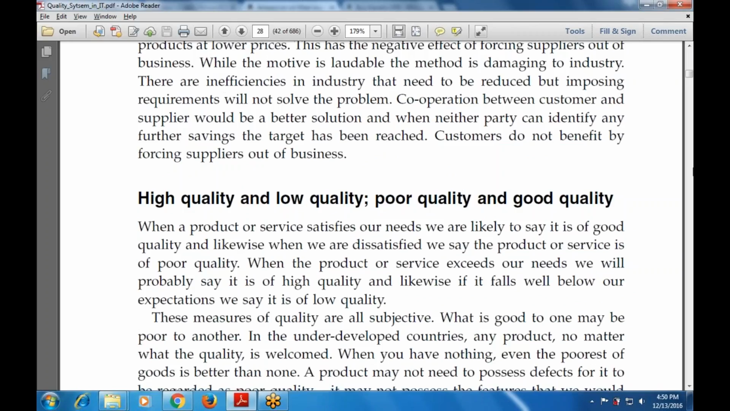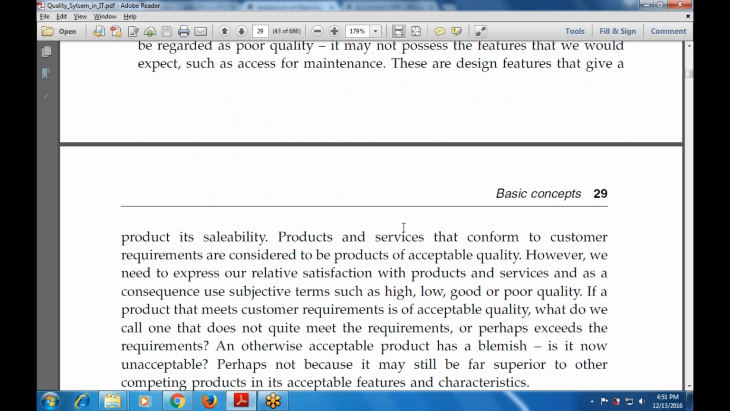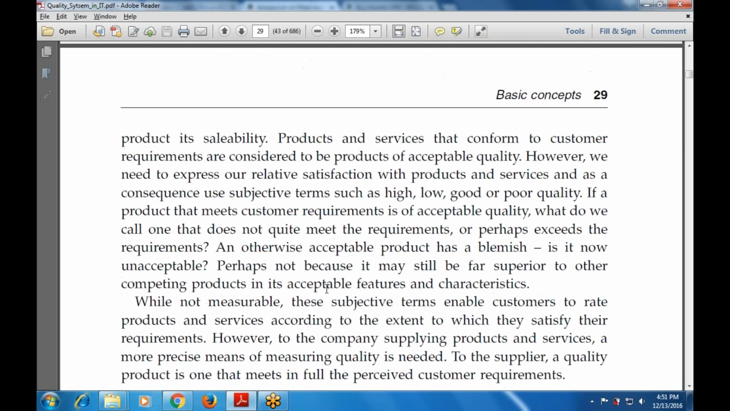Now, high quality or low quality, poor quality or good quality. This depends on the poor quality, high quality, low quality that is used with the product. Products and services must conform to the customer requirements to be considered products of acceptable quality. However, we need to express our relative satisfaction with our products and services, and as a consequence use subjective terms such as high, low, good or poor quality. And if a product gives customer satisfaction, it is of acceptable quality; what we call poor quality is one that does not meet the requirements.